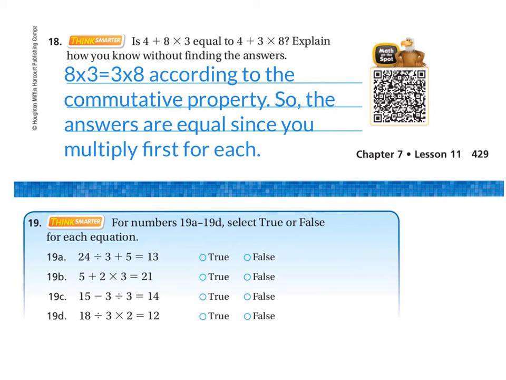8 times 3 is 24. 4 plus 24 is 28. Same thing over here. 3 times 8 is 24. 4 plus 24 is 28. You could have absolutely done that, but you could have also realized that this is just the commutative property.